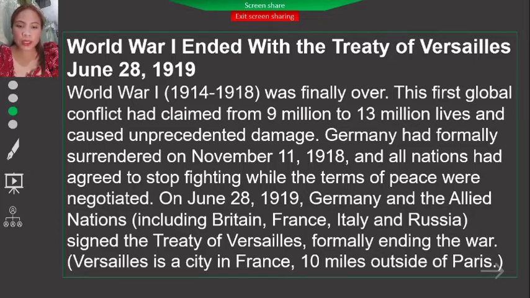Germany had formally surrendered on November 11, 1918, and all nations had agreed to stop fighting while the terms of peace were negotiated. On June 28, 1919, Germany and the Allied nations, including Britain, France, Italy, and Russia, signed the Treaty of Versailles, formally ending the war. Versailles is a city in France 10 miles outside of Paris.